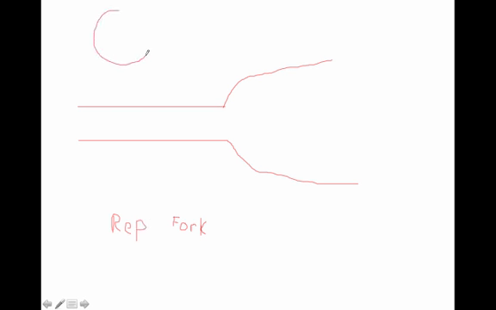Bacteria's chromosomes are circular. And so when it begins to make DNA, it just has one replication fork. Well, actually two, one going each way. But there's only one origin of replication right there.